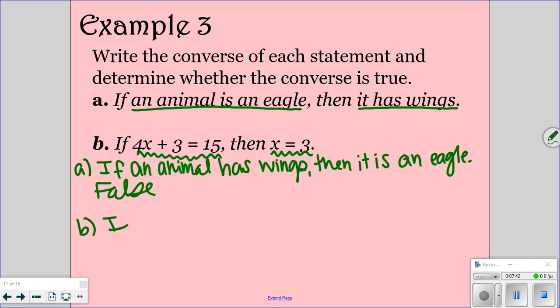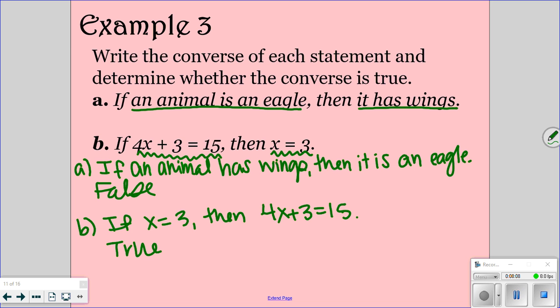So we would say if x equals 3, then 4x plus 3 equals 15. So if x equals 3 and we plug 3 in here, 4 times 3 is 12, plus 3 does equal 15. So that is a true statement. If x equals 3, 4x plus 3 does equal 15.